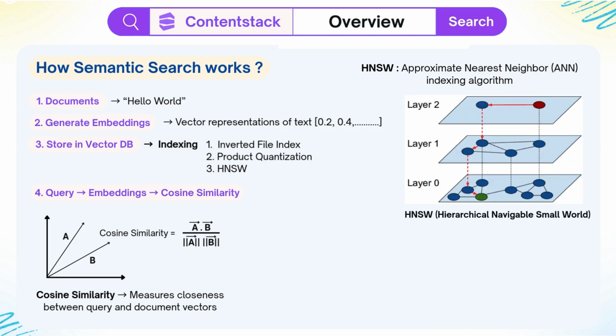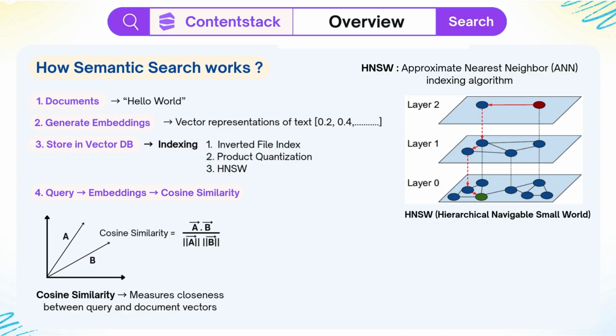In HNSW, vectors are stored layer by layer. So layer 0 has all the vectors, layer 1 has a limited number of vectors, and as we go upward, the number of vectors decreases. So instead of checking every vector, it follows the most promising path based on cosine similarity, and the time complexity of this algorithm is log n. So now we understand how semantic search works.